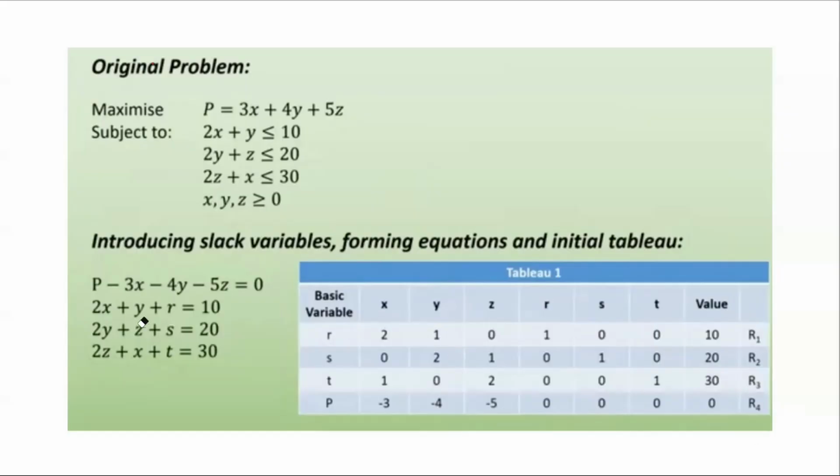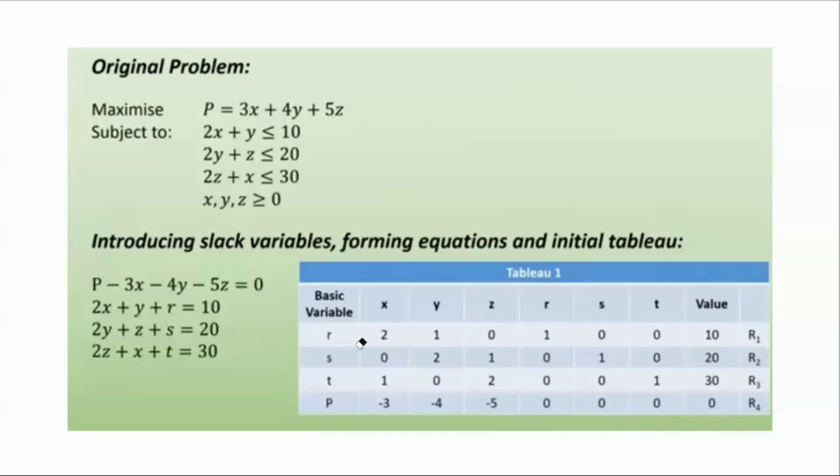Notice what they did. They just use all the coefficients. Like P here, you use -3, -4, -5, and the rest are zeros. He set up his thing a little differently. 2x plus y plus r equals 10. That's this row here, the slack variable r. So there's no s inside, there's no t.